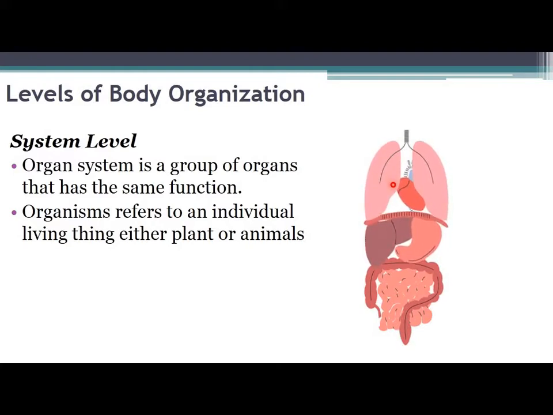So what organs can be found in the digestive system? We have the esophagus. And before the esophagus, of course, we also have the mouth, which is included too. And then of course we have the stomach and the intestines. So that is the digestive system.